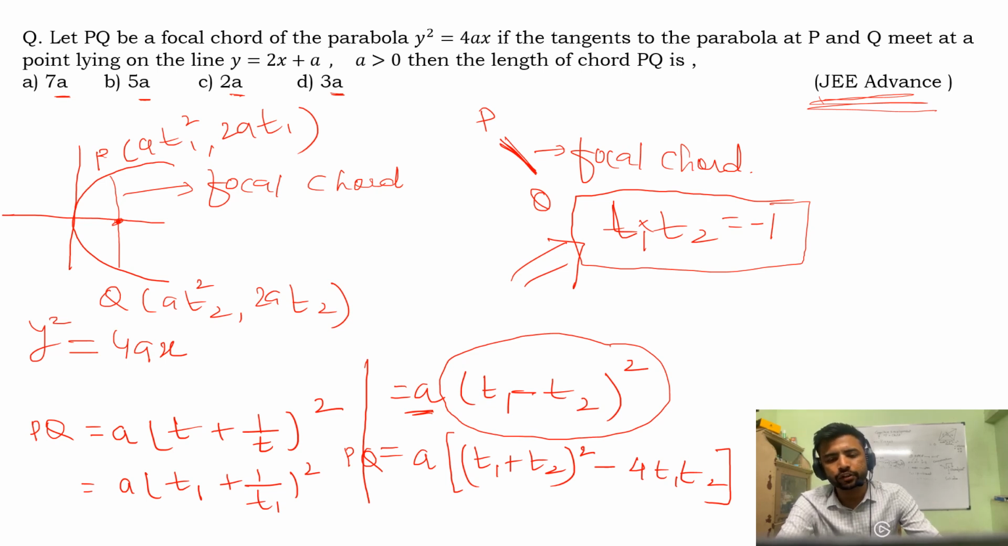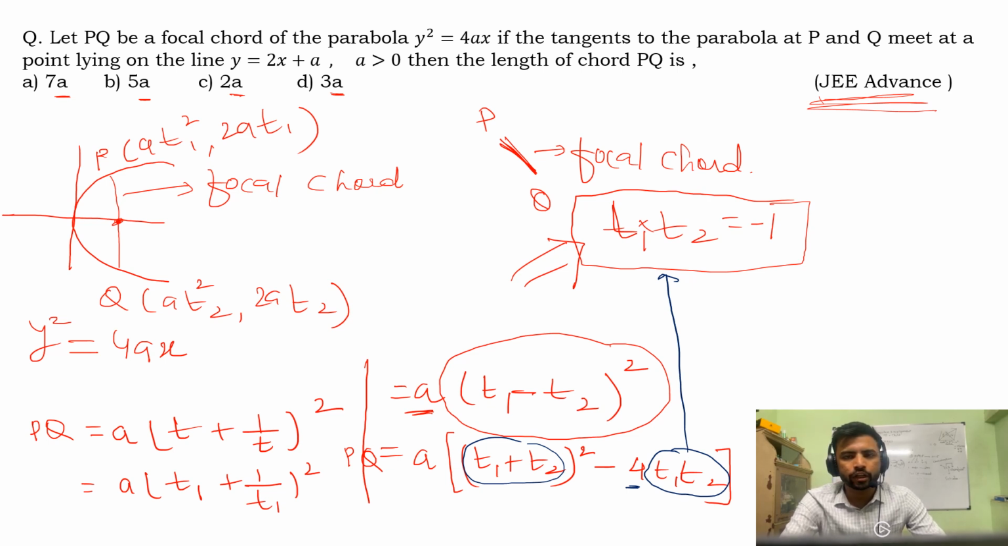Now see, we have 4 here multiplied by t1 into t2, and as we all know, t1 into t2 is minus 1. So we have to just find the value of t1 plus t2. This much is the information from the given question.